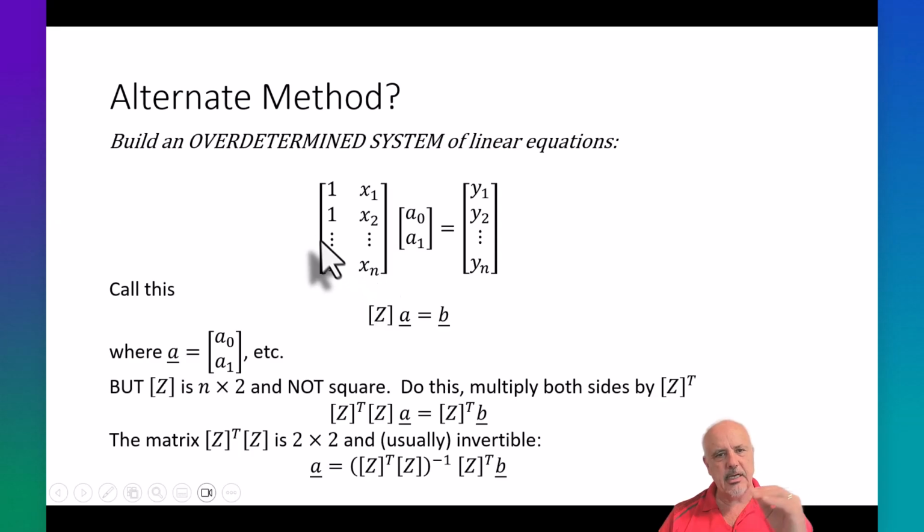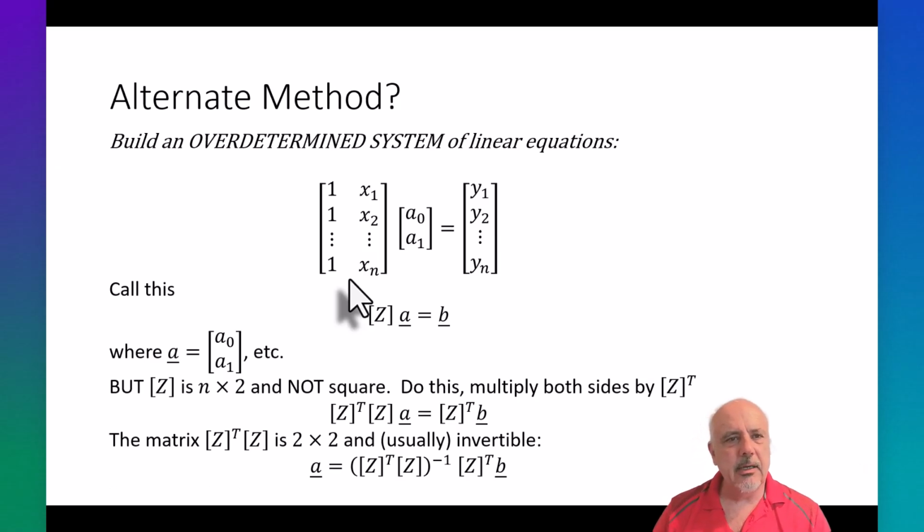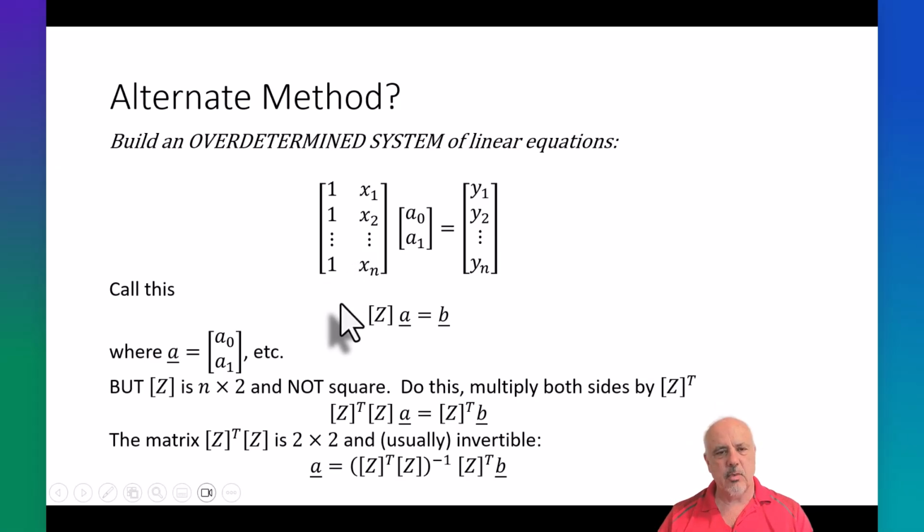So this is going to be actually an n by 2 matrix. This will be a 2 by 1, and this will be an n by 1. So it's what they call an overdetermined set of linear equations. Okay, so the Z matrix is not square, so you can't simply invert it. What we can do, though, is take Z transpose and multiply both sides of this equation by Z transpose. So we'll have Z transpose Z on the left, and Z transpose B on the right.